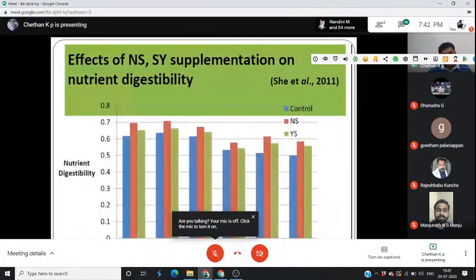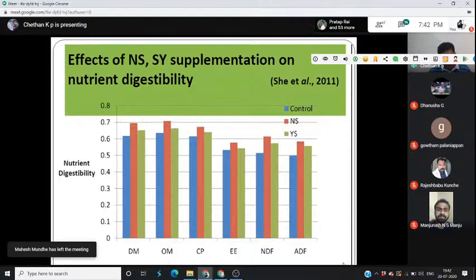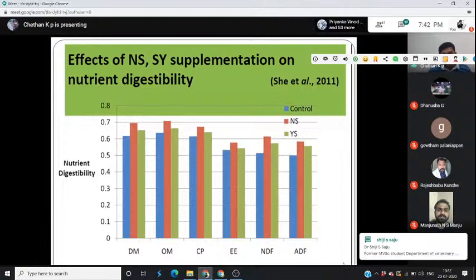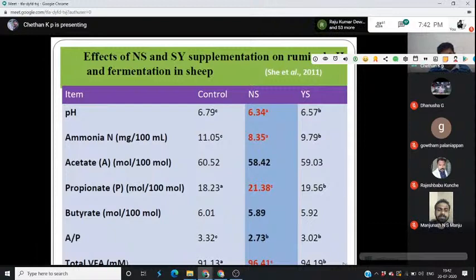and another with 3 milligrams of selenium yeast. They found that the nano selenium group performed better, especially with regard to nutrient digestibility: dry matter, NDF, ADF, protein, all the parameters. The nano selenium group performed better than even the selenium yeast as well as the control group. Even the rumen parameters were comparatively better in nano selenium supplemented groups.